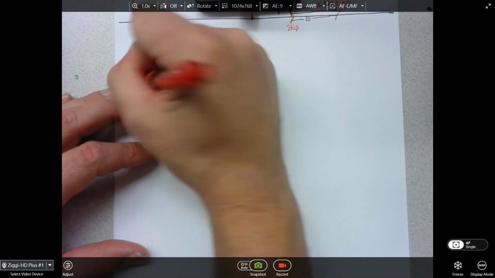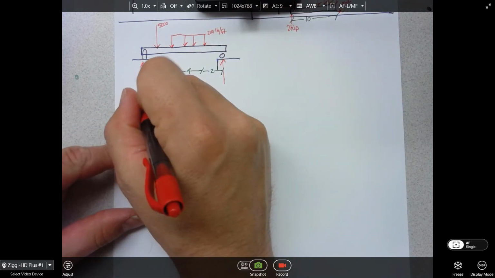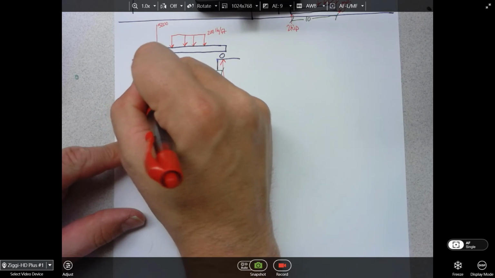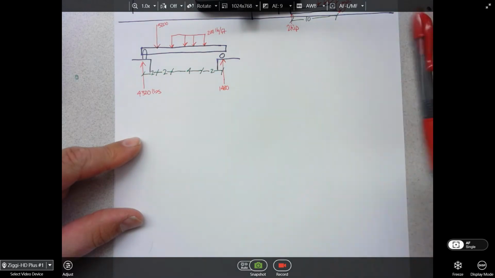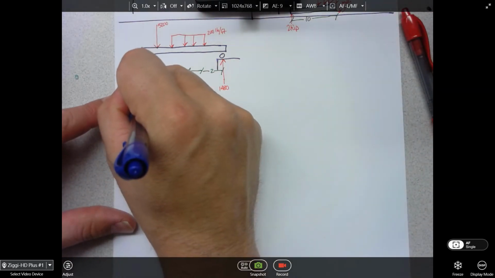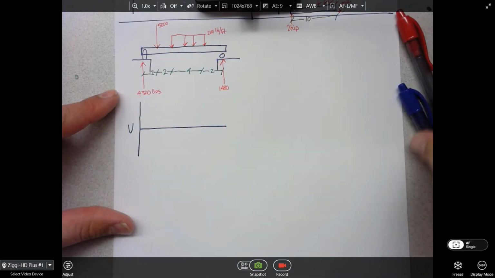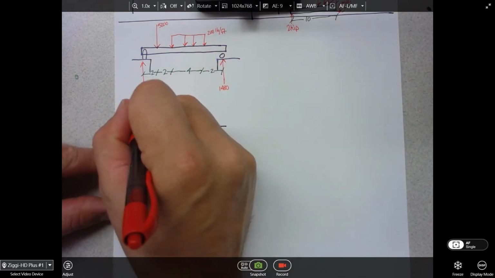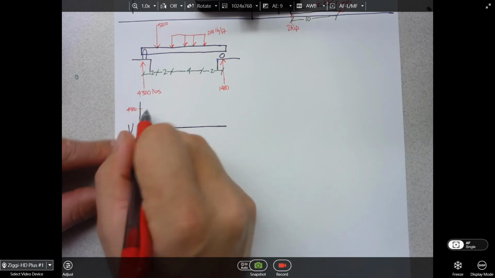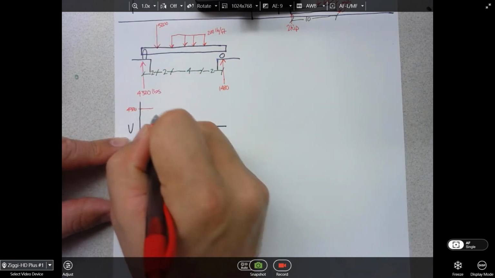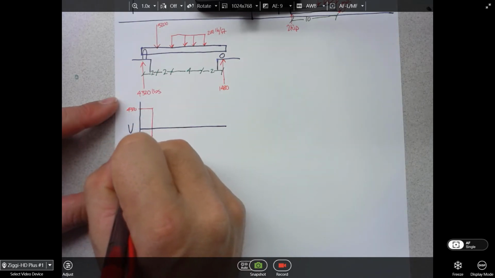Anybody got reactions yet? What'd you get at A? 4320 pounds. 1480. Okay. So from these, we can construct our shear diagram. We jump up 4320. Nothing happens till we hit 5,000. We jump down 5,000. That'd take us to 680, I think. Yep.